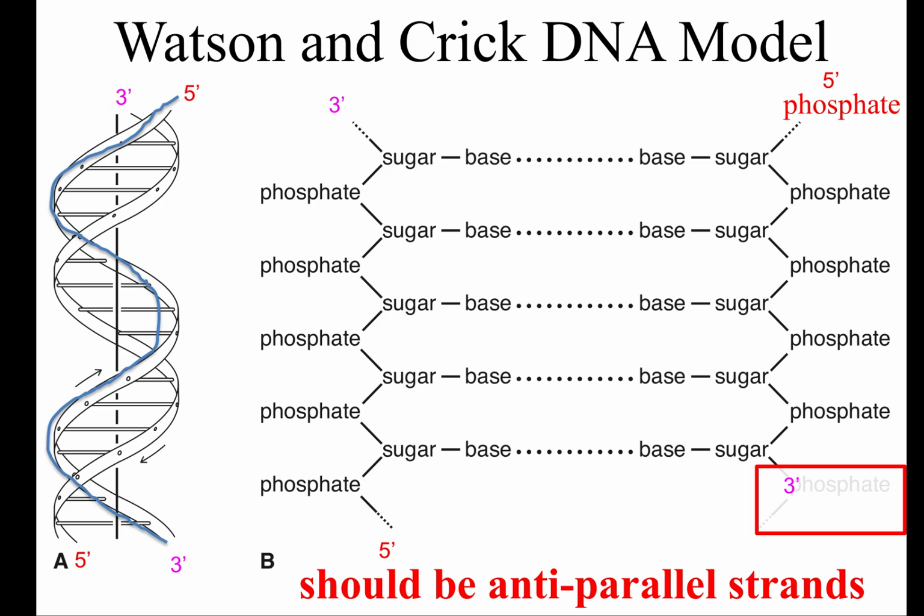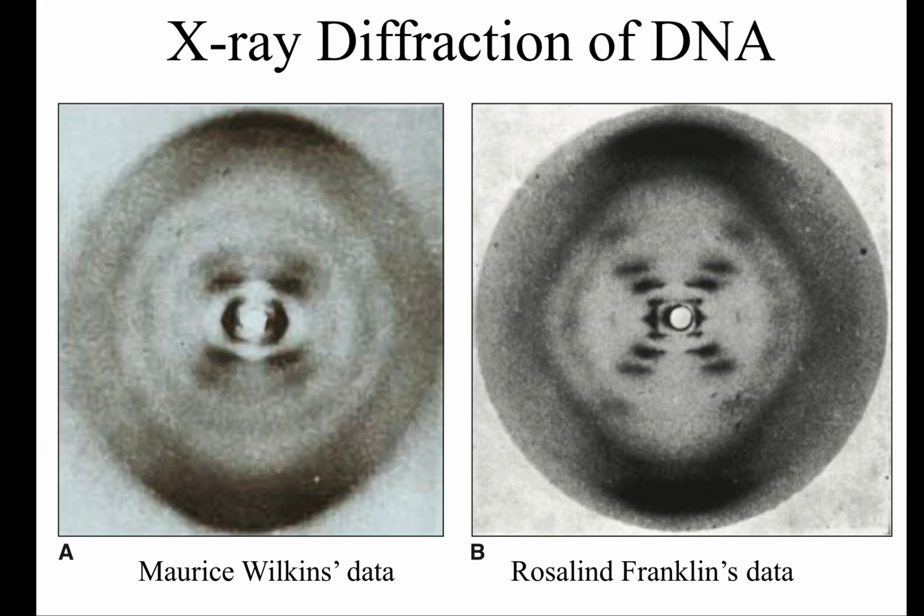So one of the things they were wondering about was, where are the bases? Are they on the inside like this, or are they on the outside? Other models had them on the outside. Where are the phosphates? That sort of thing. By using X-ray diffraction, they're bouncing X-rays off of these individual molecules and then figuring out the angles from those. They can get an idea of where stuff is.